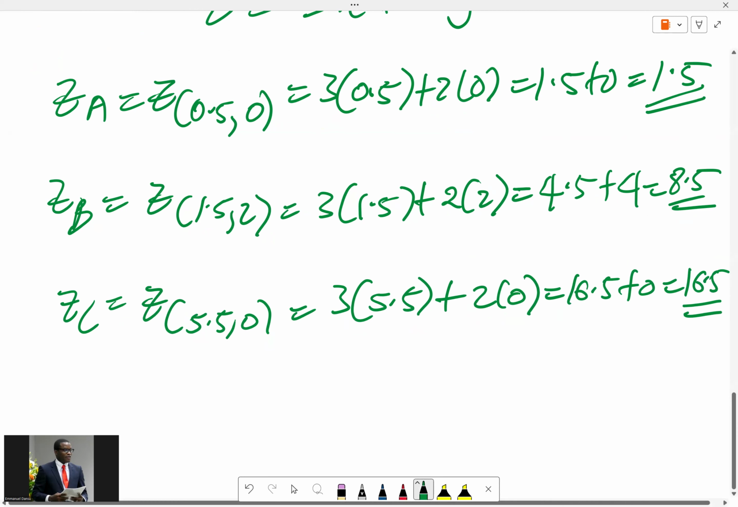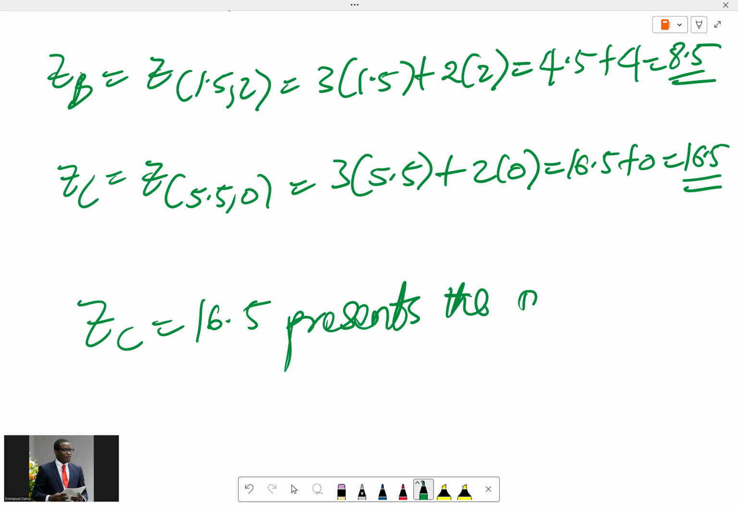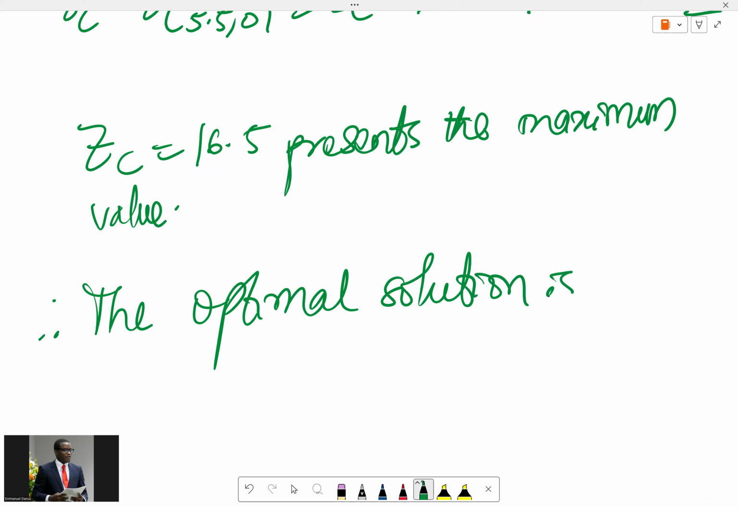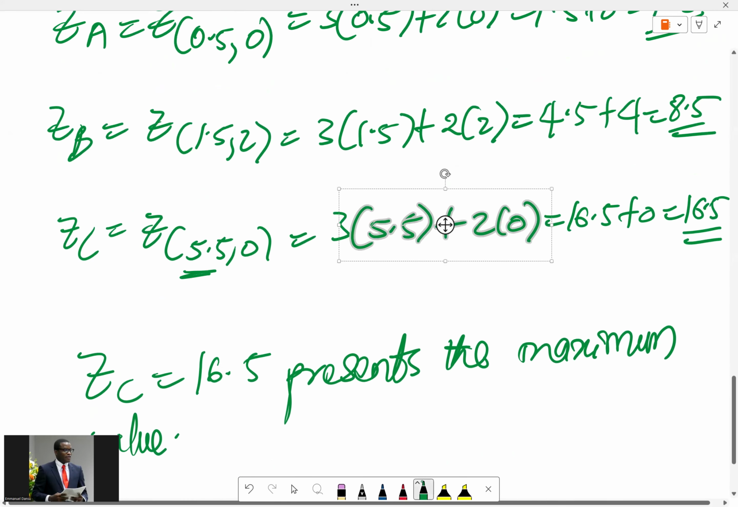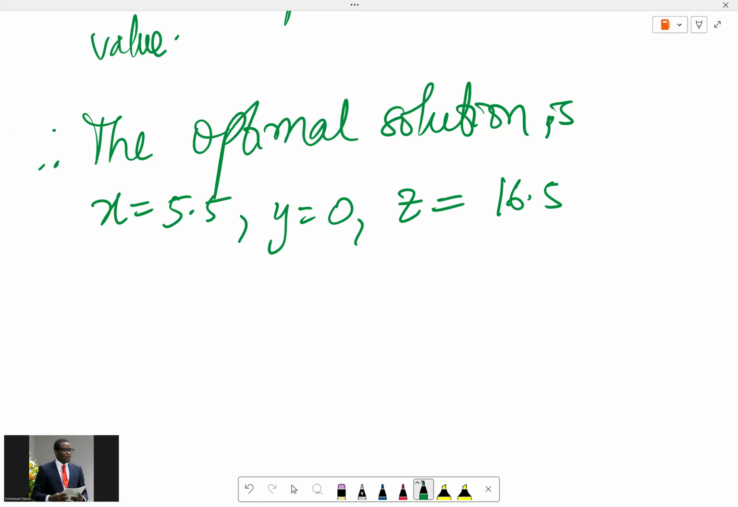So from all indications, ZC, which is equal to 16.5, presents the maximum value. Okay. So we can say, therefore, the optimal solution is the one that gives you the optimum: X equals 5.5 and Y equals 0. So X equals 5.5, Y equals 0, and Z is 16.5. This is actually the optimal solution, right?